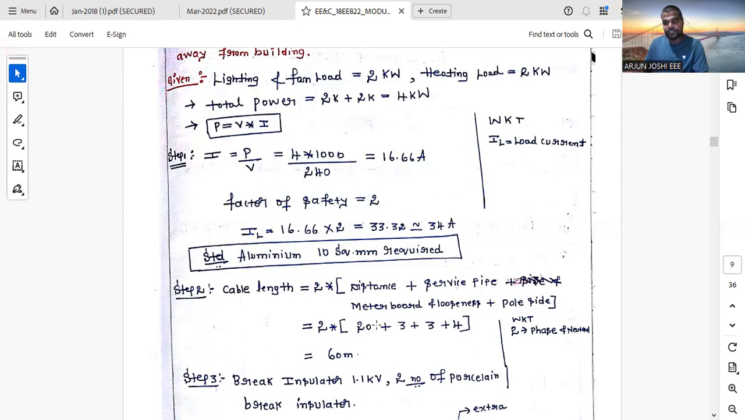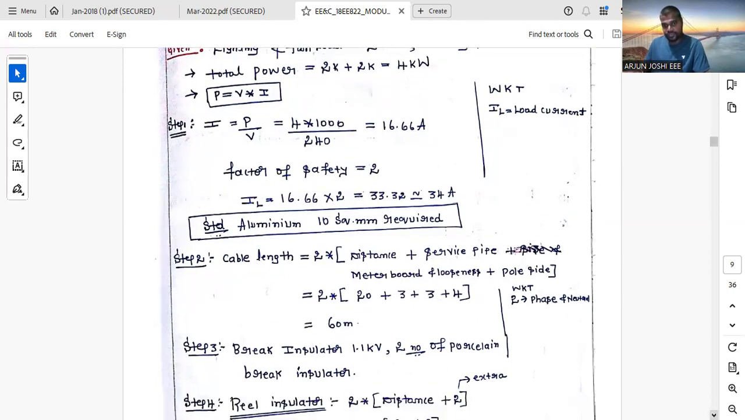Plus service pipe side, which comes under the consumer side. A service pipe needs about 3 meter extent in order to extract the wire and insert it into the service pipe. Then the meter board side requires at least 3 meters, and looseness is 3 meters. Service pipe 3 meter, meter board and looseness 3 meter, and 4 meter for pole side. Okay, total is equal to 60 meters.